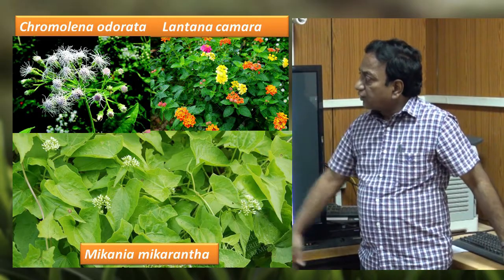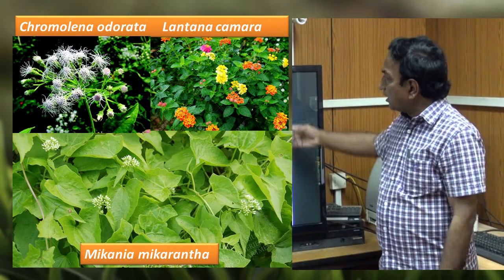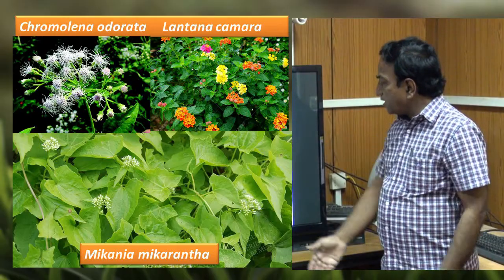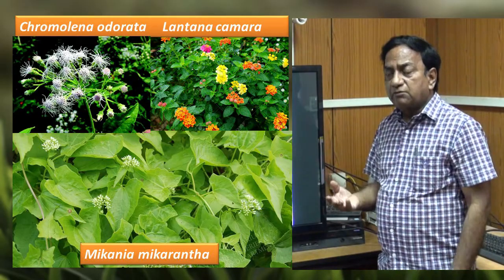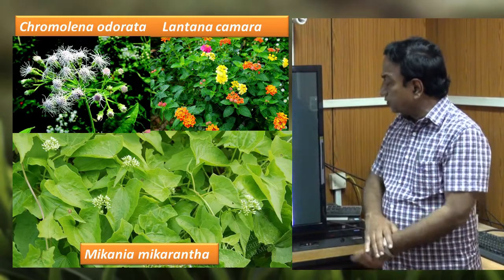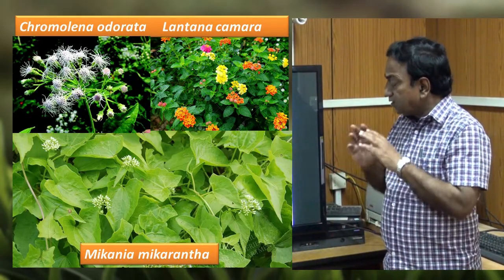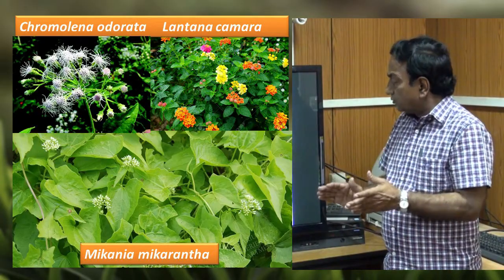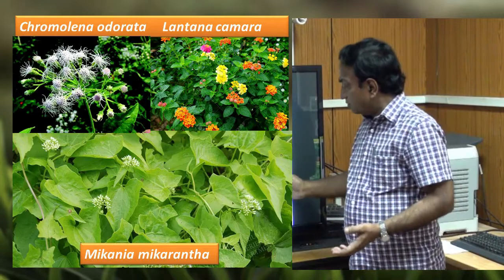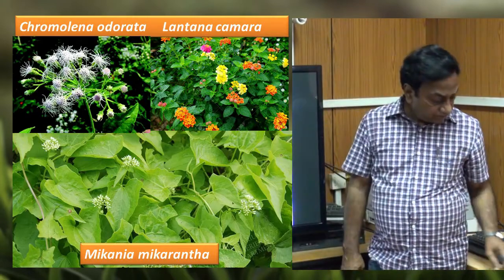You can see the photographs of Chromolaena odorata and Lantana camara, which are very common. Mikania micrantha is a type of climber, and you will find that on many poles they just climb up and hide the wire or other electrical systems. So it is very dangerous.